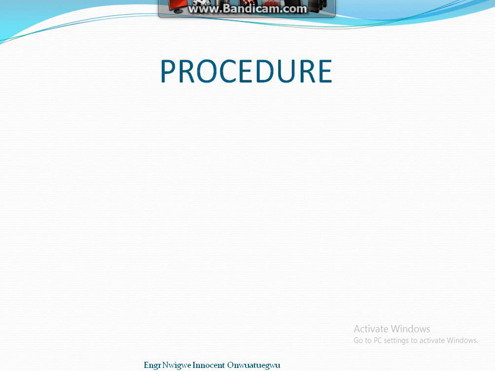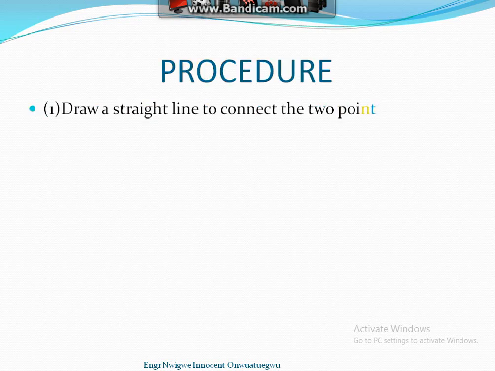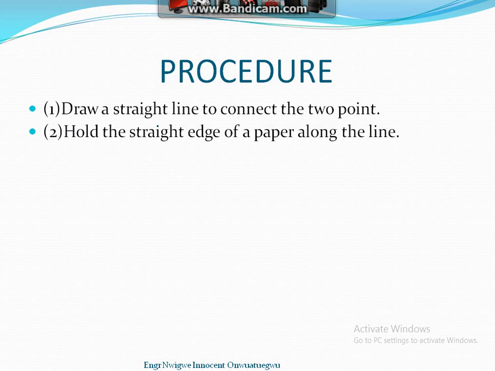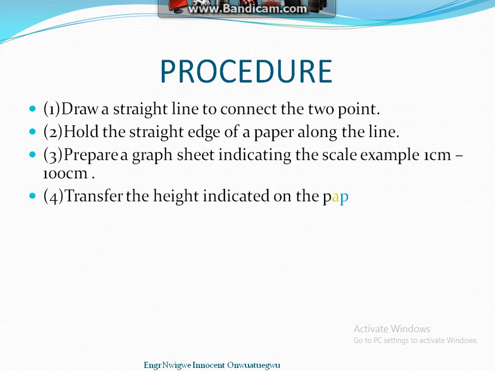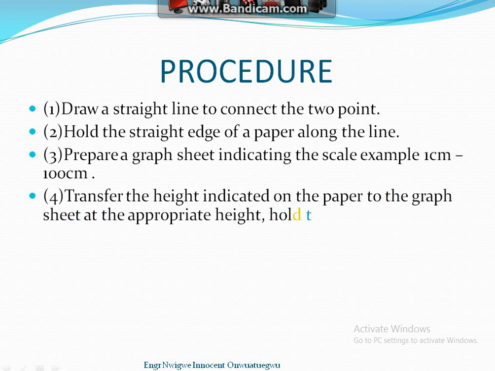Procedure. 1. Draw a straight line to connect the two points. 2. Hold the straight edge of a paper along the line. 3. Prepare a graph sheet indicating the scale. Example, 1 cm to 100 m. 4. Transfer the heights indicated on the paper to the graph sheet.